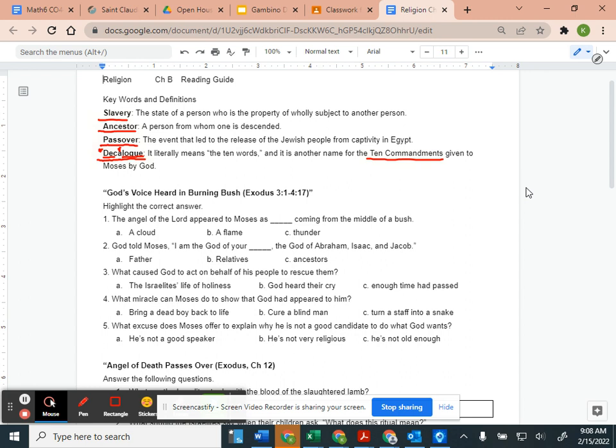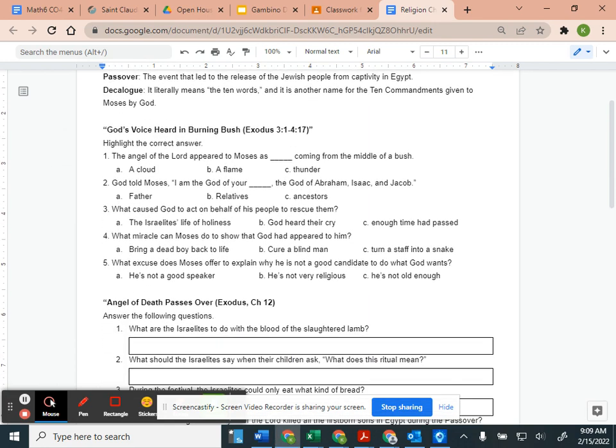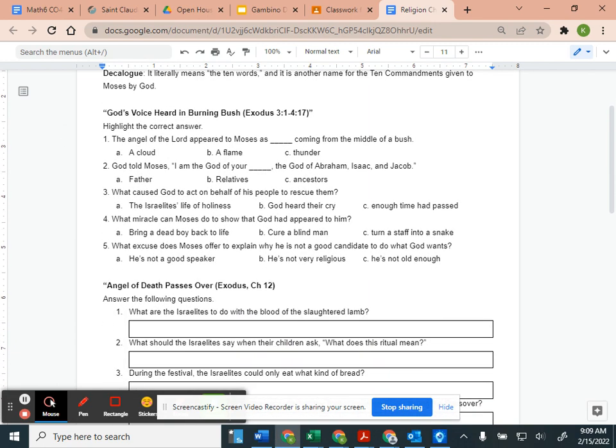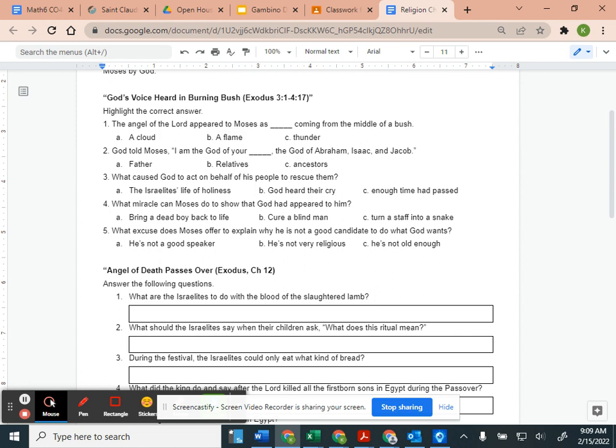All right, so that Decalogue means the 10 commandments. Today, we're going to be hearing about God's voice in the burning bush. Who's God talking to in the burning bush? Satan. Moses. That's when he goes up and he gets, I think this is when he gets the 10 commandments. We're going to read about it.